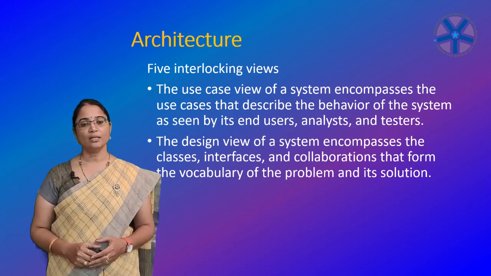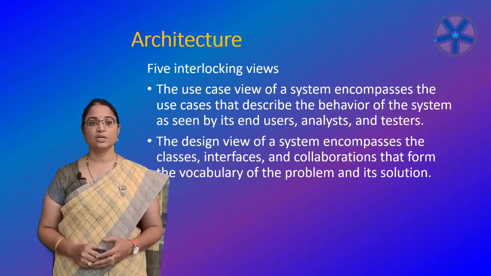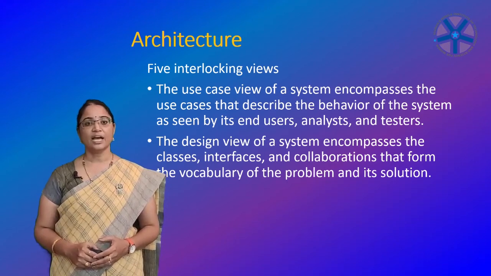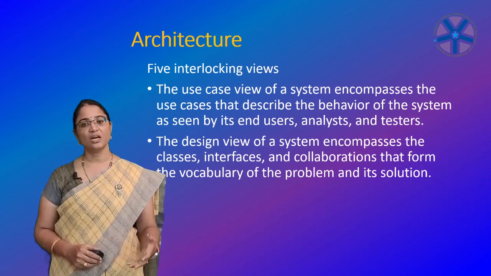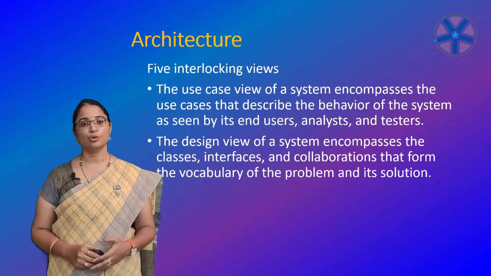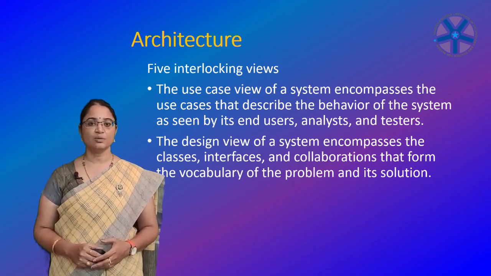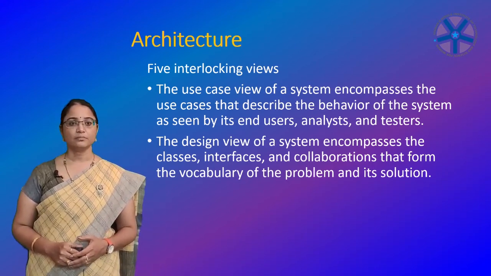With the UML, the static aspects of this view are captured in class diagrams and object diagrams. The dynamic aspects of this view are captured in the interaction diagrams as usual. Static means we'll go with the class and object diagrams. Here interaction means as usual. As I told you, state chart diagrams and activity diagrams are the interaction diagrams. By using those, we can capture the dynamic view of the system.